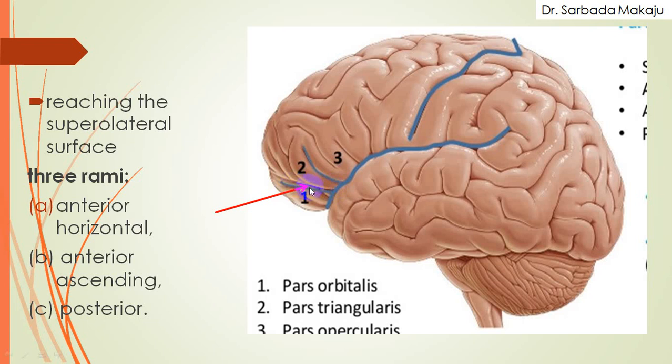The first one is known as the anterior horizontal ramus. Then one more ramus that is present is known as the anterior ascending ramus. Then when you go posteriorly, this limb is known as the posterior ramus. Now, in between them, there is the presence of the gyri. This is known as the pars orbitalis. And one more gyrus that is present here is known as the pars triangularis. And within this portion, number 3, the gyrus is known as the pars opercularis.